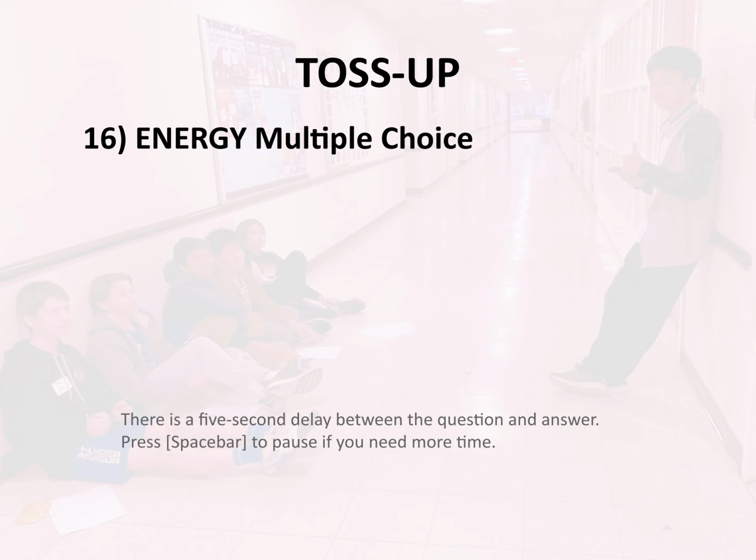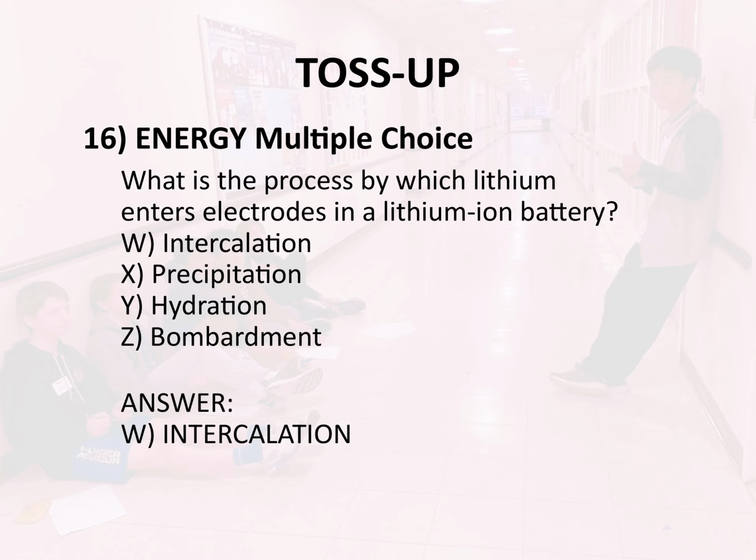Toss-up 16. Energy. Multiple choice. What is the process by which lithium enters electrodes in a lithium-ion battery? W. Intercalation. X. Precipitation. Y. Hydration. Z. Bombardment. Answer: W. Intercalation.